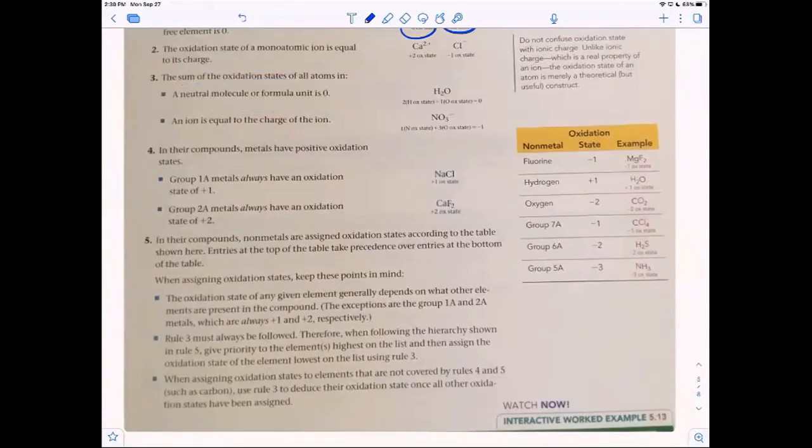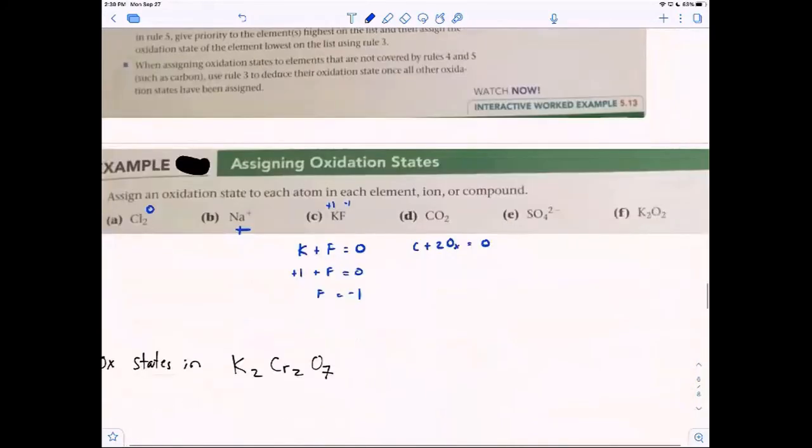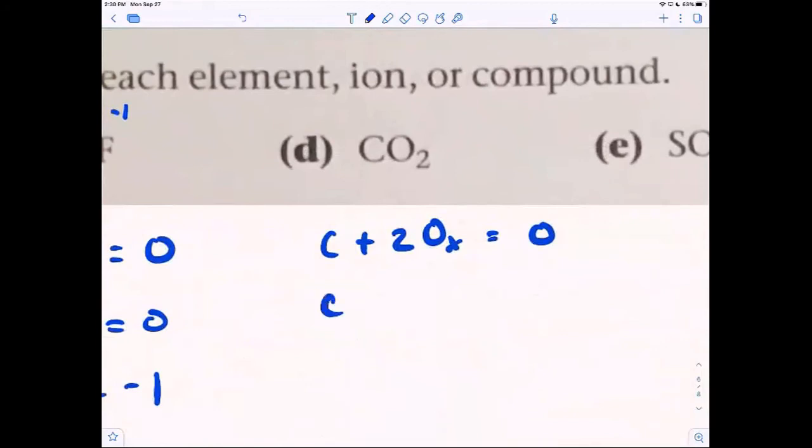Number 4, alkali, alkaline earth doesn't apply. And now we're at fluorine, hydrogen, oxygen. Oxygen tends to be -2. So then when we do this, it's carbon plus 2 times -2 equals 0. So I'm going to go ahead and put -2 for oxygen there. And then that means carbon equals, I know you don't have to do this, but I'm doing it for emphasis, +4. So carbon is then +4. But that kind of makes sense though, right? Because you have to have 2 -2 charges to counteract the +4 in carbon.